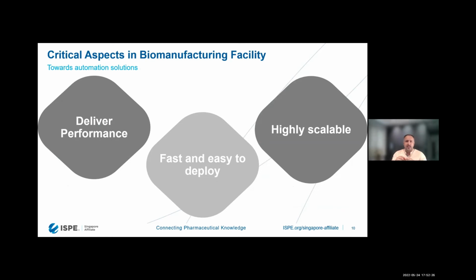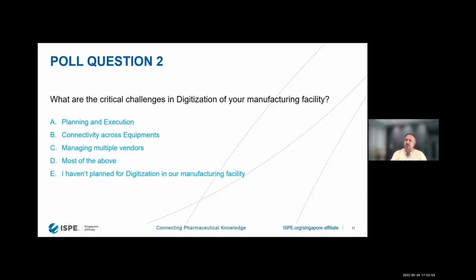Some of the critical aspects in a biomanufacturing facility: one is delivering performance, and then the automation choices that you take should certainly be fast and easy to deploy, and scalability is also key. These are some of the aspects that we have learned and heard from many biomanufacturers across the globe. So with that, I would want to come to the second poll question that I have.